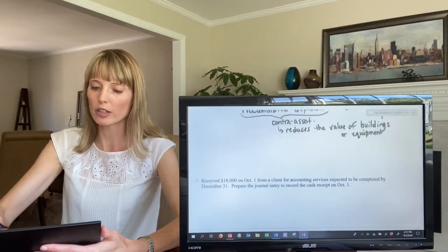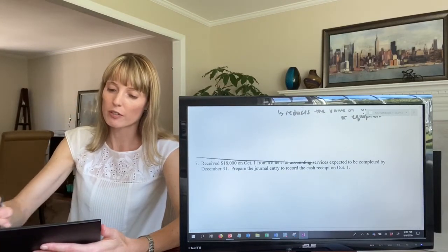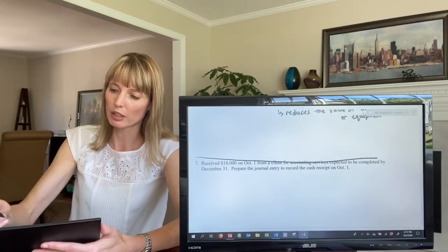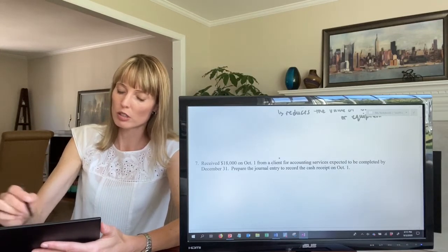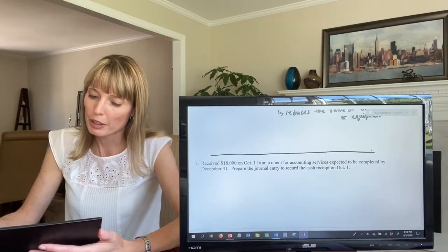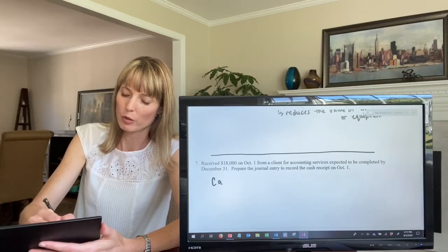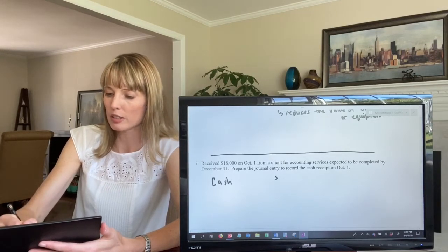Okay, let's take a look at the next transaction here. On October 1st, we received $18,000 from a client for accounting services expected to be completed by December 31st. Prepare the journal entry to record the cash receipt on October 1st. When we receive cash, we know that we're going to debit cash.